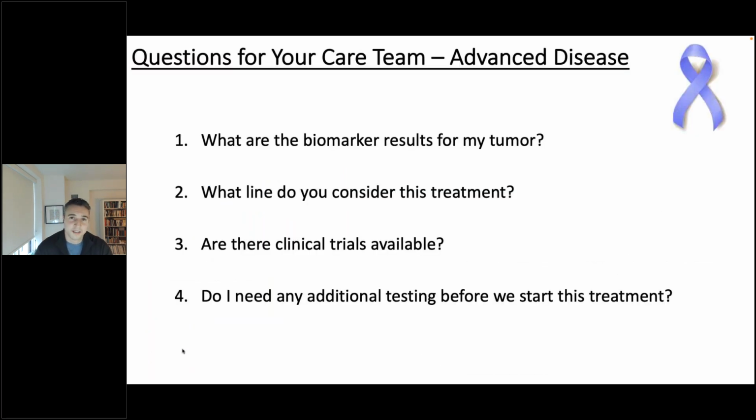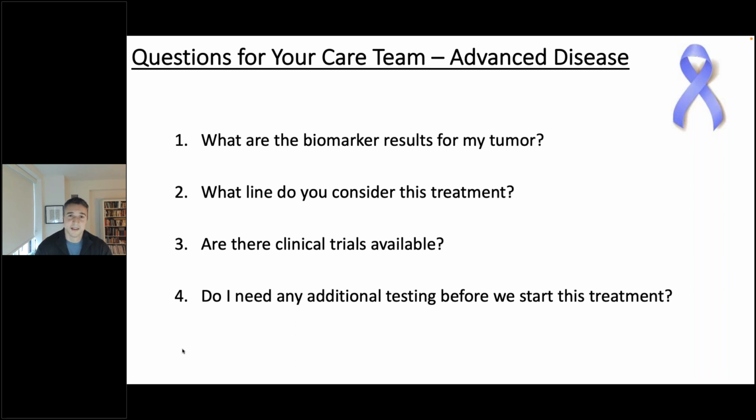There's a lot of other targets that we don't have time to go through, maybe at another lecture, but again, this is a review of standard therapies, not new therapies. So these are questions for your care team in advanced disease. So what are the biomarker results for my tumor? Remember, HER2, PD-L1 with the CPS score, and mismatch repair or MSI-H are the bare minimum. We and many other academic centers do DNA sequencing and test for hundreds of different genes, but that is not yet considered completely standard.